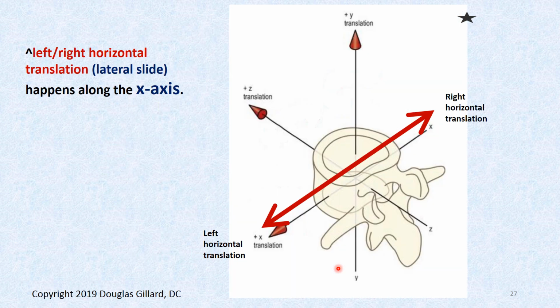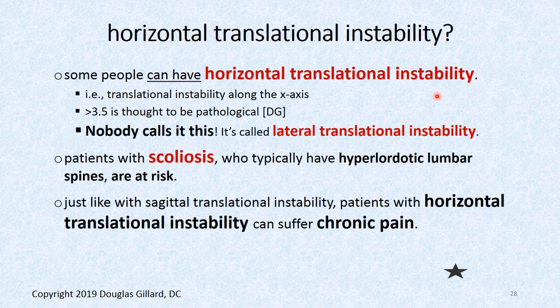Hey, there's a picture of that. Only we're kind of cheating, right? We should really be looking from an overhead view, but nevertheless, that's a horizontal translation, from an overhead oblique type view. But bottom line, it slides like that along the x-axis. What about horizontal translational instability? Can you have a kind of lateral instability? And you can. So some people can have a horizontal translational instability along the x-axis.